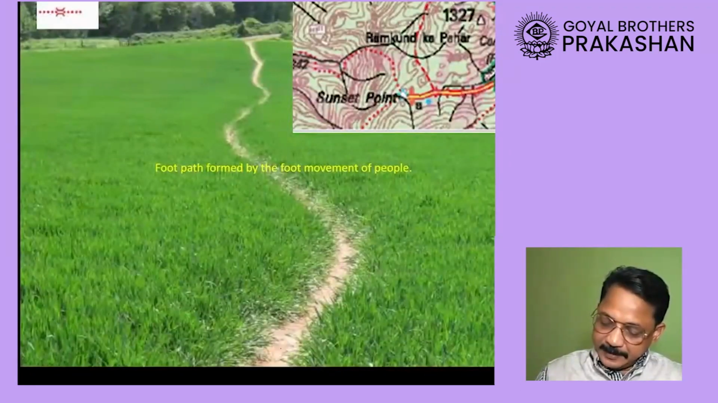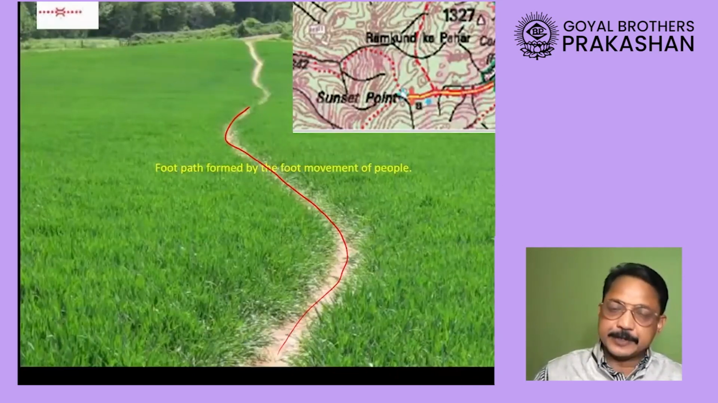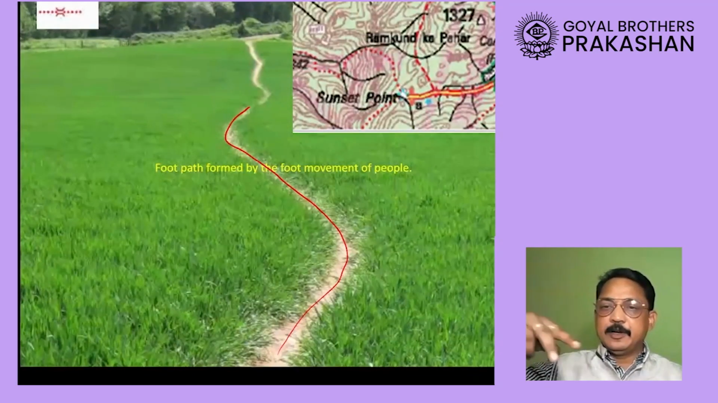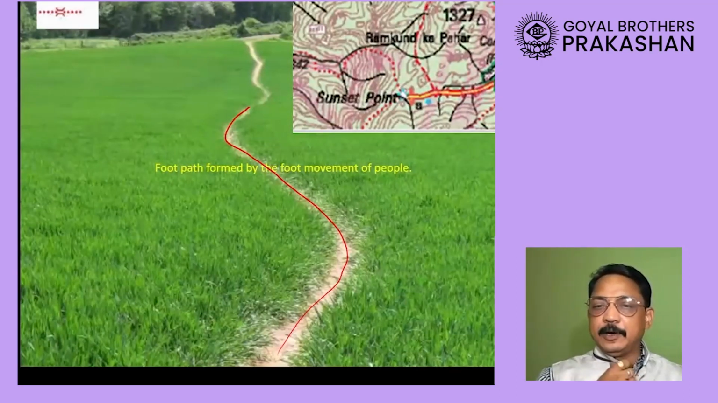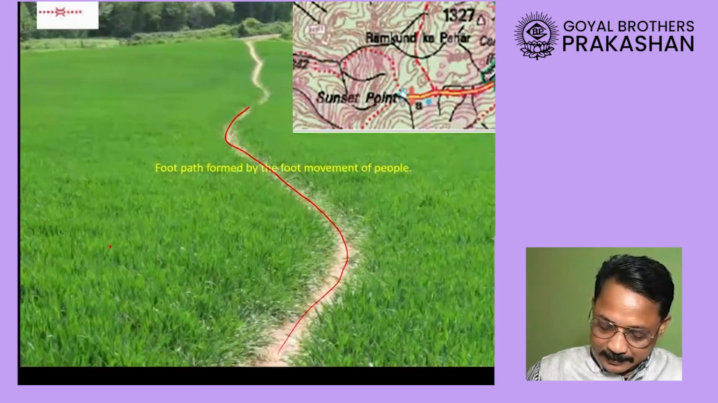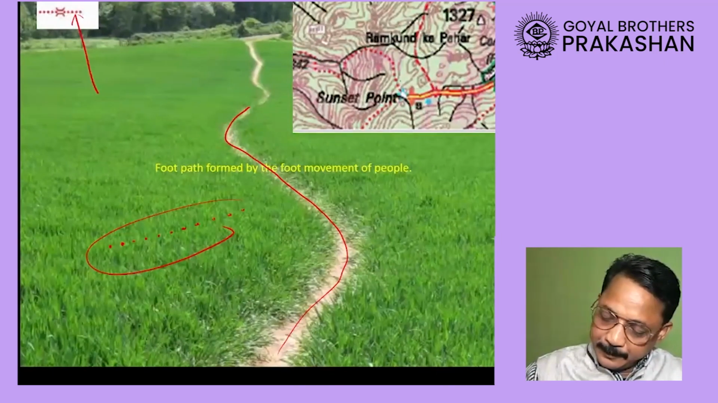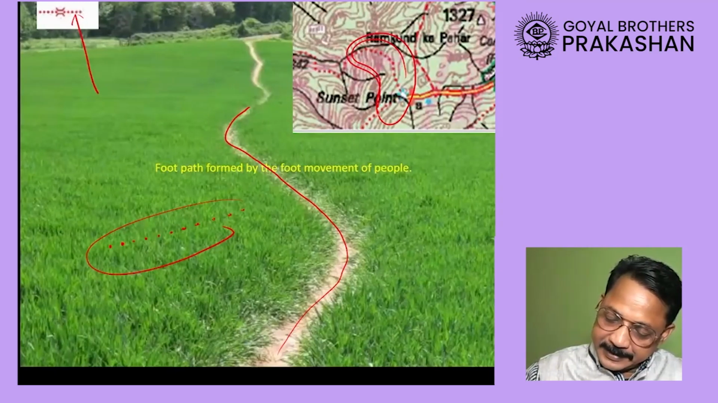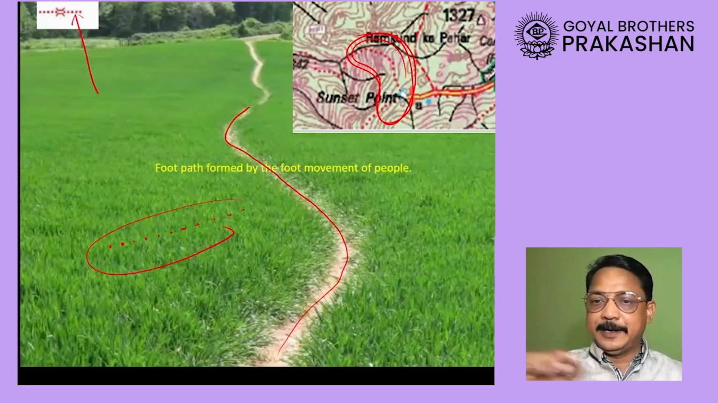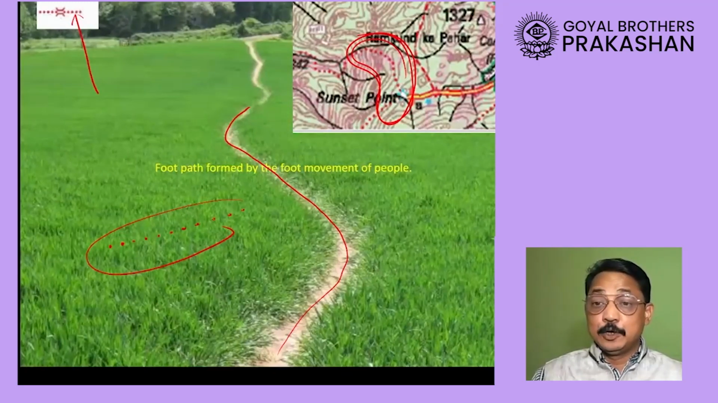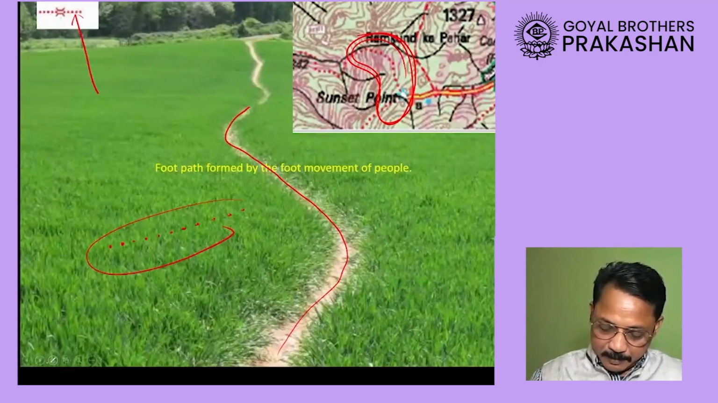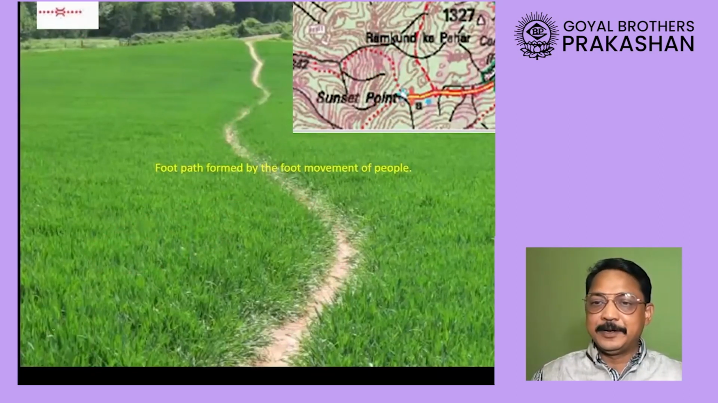You must have identified this, dear student. This patch is formed because of the walking of people. We call it by the name footpath. And the symbol of a footpath is a dotted red line, which I have just now drawn. It is shown over here, and in a map it is seen exactly like this. A dotted red line in a map indicates a footpath. Please remember, a footpath is formed by the feet movement of people.